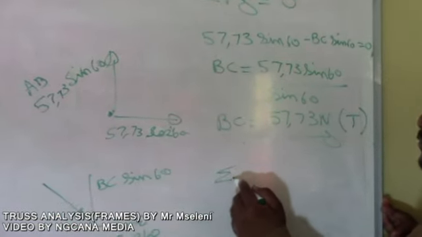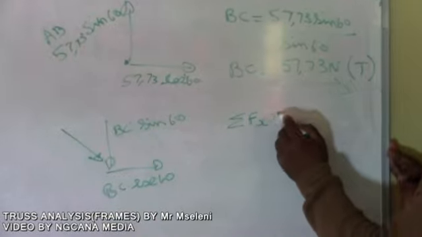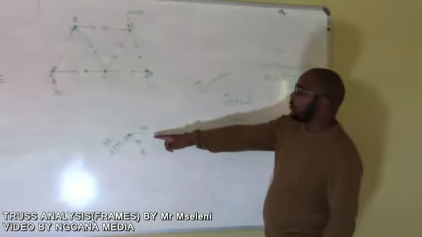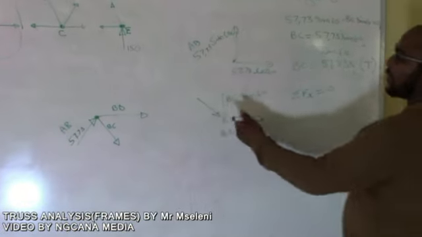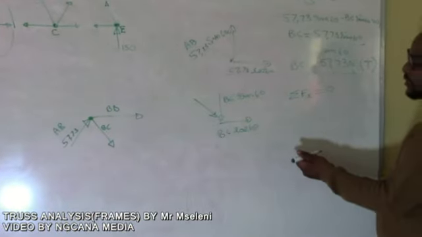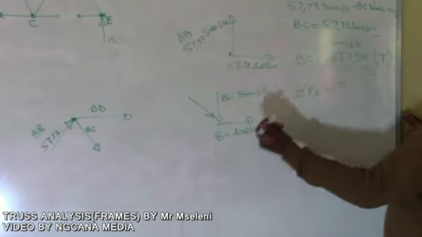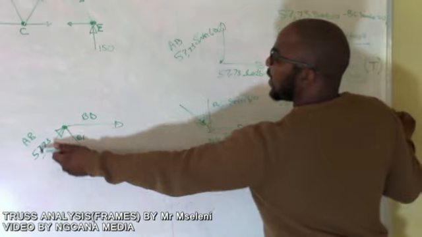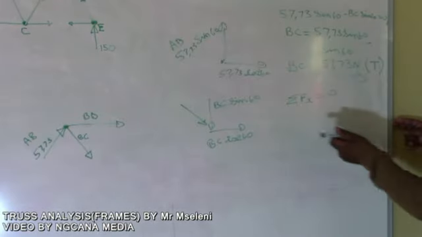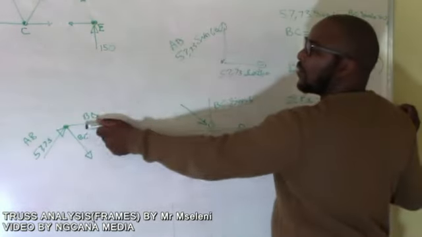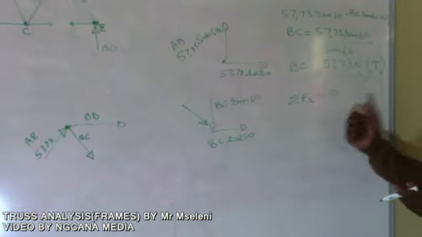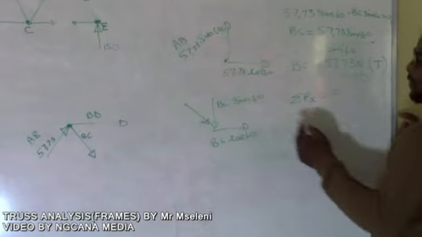After we got that, we go to the sum of forces in the x direction, which equals 0. We go back and check the components. If we check the forces, we've got the BC component going to the right, the AB component going to the right, and we also have the 57.73 component going to the right. Meaning they are all positive, since forces going to the right are positive.